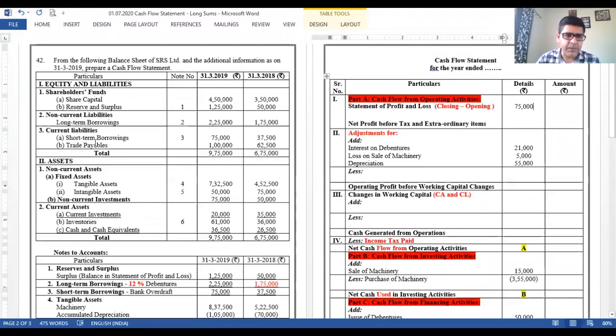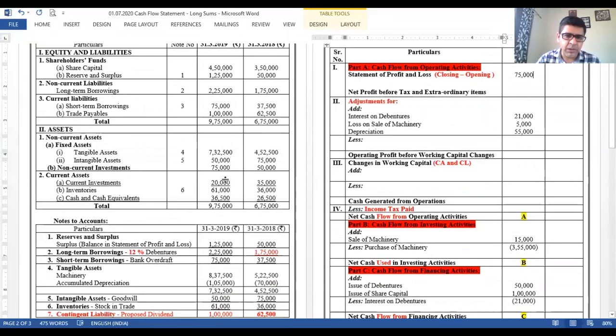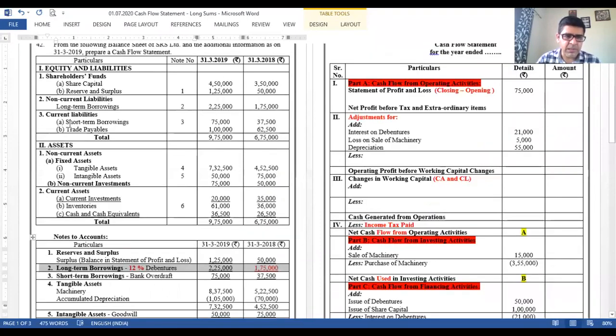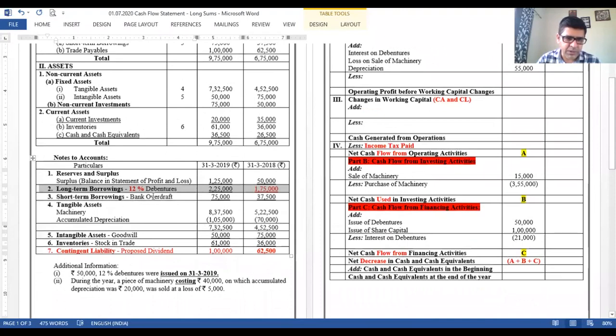After reserves and surplus, long-term borrowings, note number 2. Note number 2 talks about the long-term borrowings, debentures. Issued debentures we are done with, interest on debentures also we are done with. After long-term borrowings, short-term borrowings, note number 3. Let us see the short-term borrowings. Talks about the bank overdraft. Bank overdraft can be seen as 75 is a closing balance and 37,500 is the opening balance. That means bank overdraft has also increased, right?